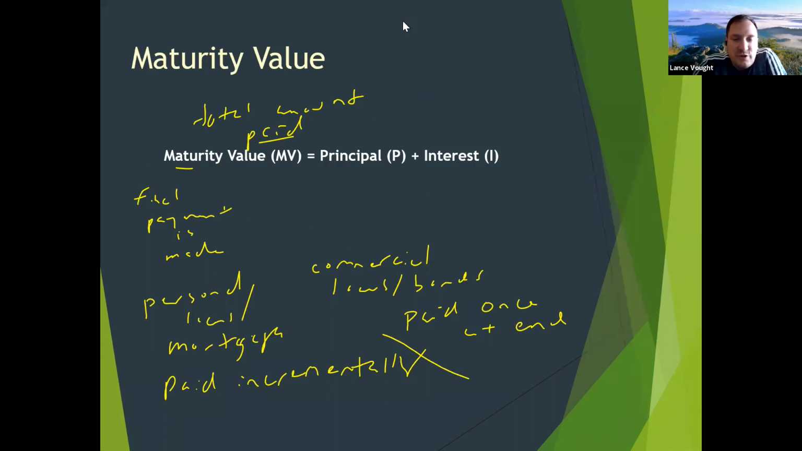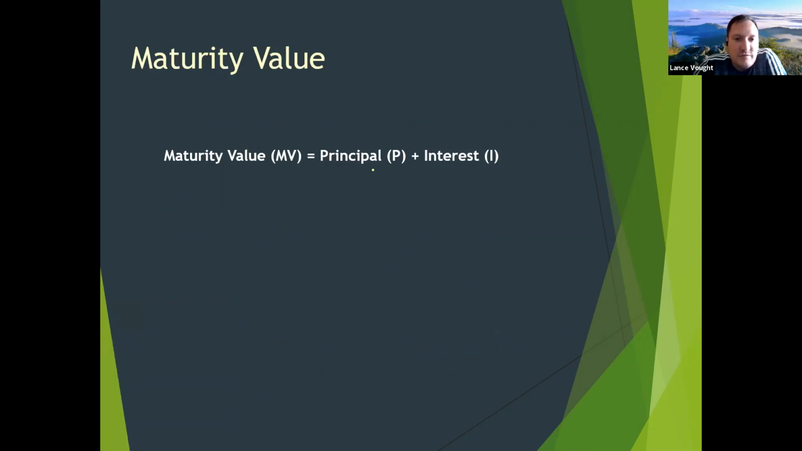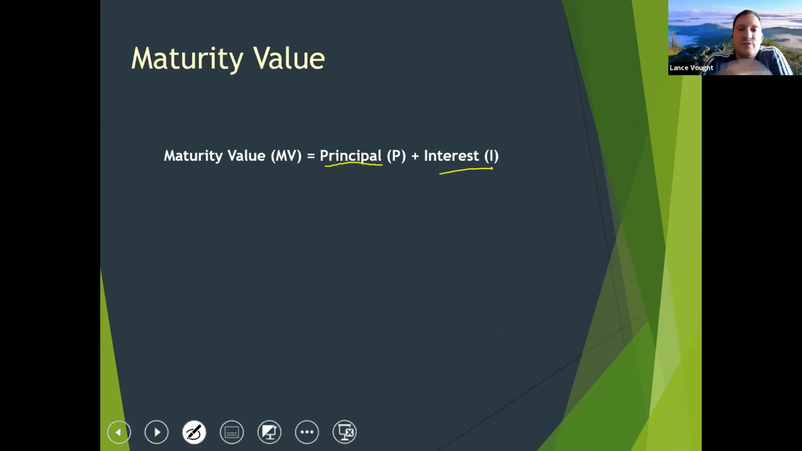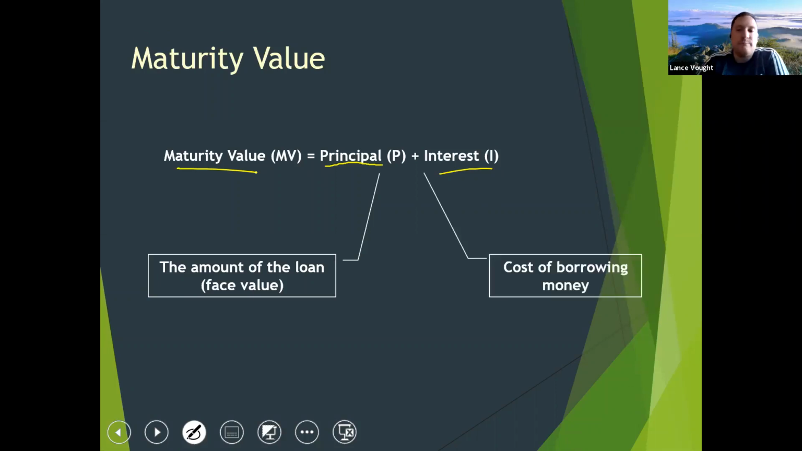But anyways, long story short, the maturity value is just our total amount that we're paying, which is the sum of the amount that you borrowed, called the principal, and the amount of interest, which is the cost of borrowing money. So again, the face value amount of the loan: if you take out a $15,000 loan, you get $15,000. But the amount you pay back, which is the maturity value, is the $15,000 that you borrowed plus the interest, which is the cost of borrowing, which is a combination of the profit taking for the firm and inflation considerations.